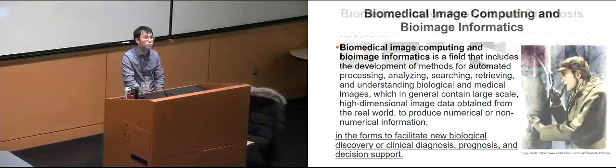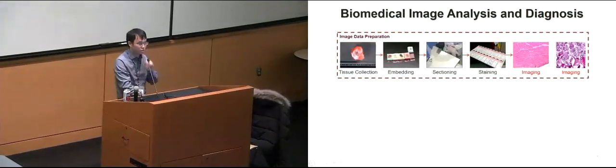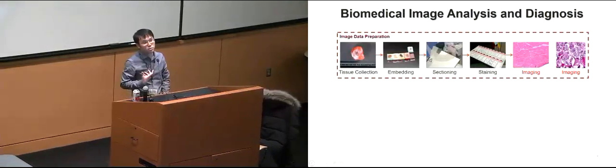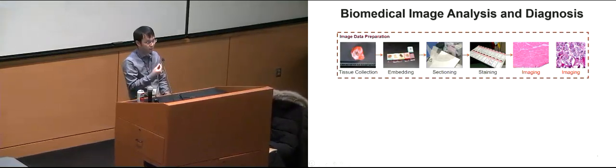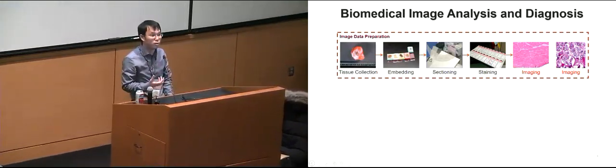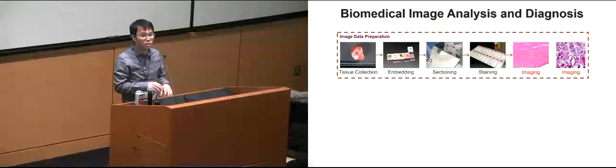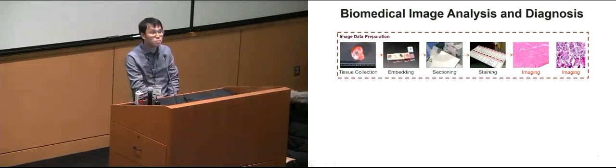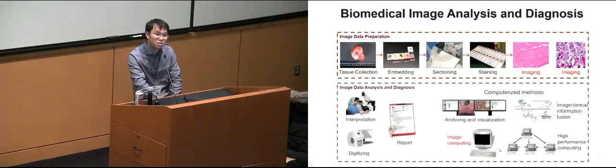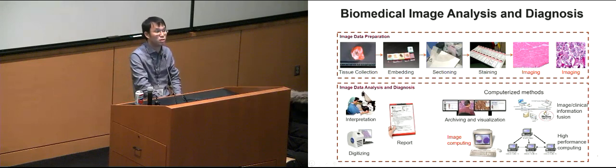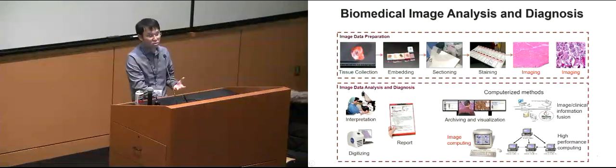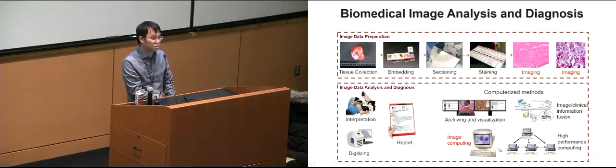This is one of the typical pipelines in digital pathology. First, we take some tissues from the human body and do some steps of processing. And finally, we can use microscopy to get the images. With this image data, we can do analysis and also do the diagnosis and deliver the reports to the patient or the hospital. Of course, using computerized methods, we can do this job much more efficiently.